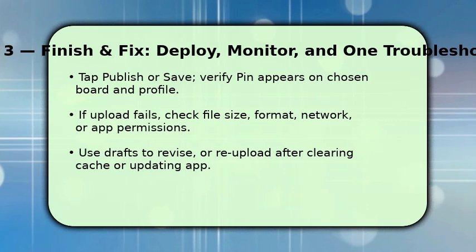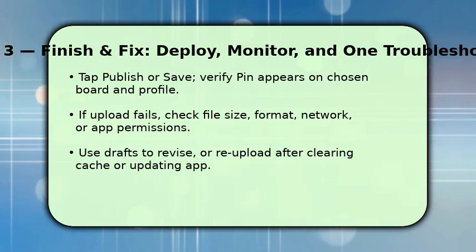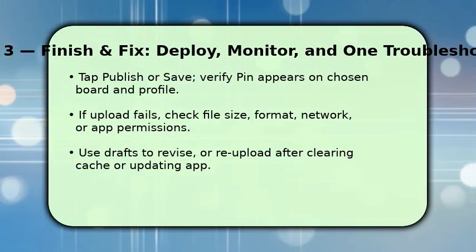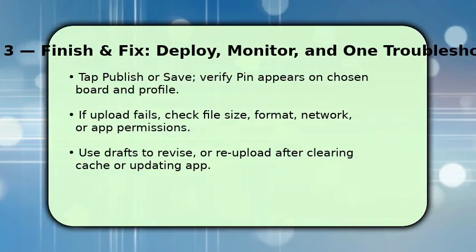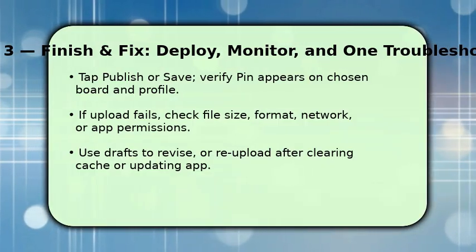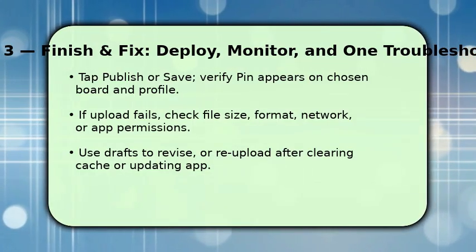This confirms success. If it doesn't show up, first check common issues: file format, file size limits, a weak network, or app permissions preventing uploads. You can clear the app cache, update the app, or re-upload the image. Drafts let you refine before publishing.